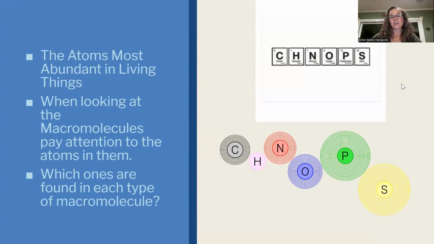So CHNOPS are the atoms that are the most abundant in living things. We've got carbon, hydrogen, nitrogen, oxygen, phosphorus, and sulfur. Carbon and hydrogen are the 2 most abundant ones. And then we typically see carbon, hydrogen, and oxygen in all of them. But some of the macromolecules also have nitrogen, phosphorus, and sulfur. And then, of course, there are trace elements that are also found in living things. But CHNOPS are the ones that are the most abundant in living things.